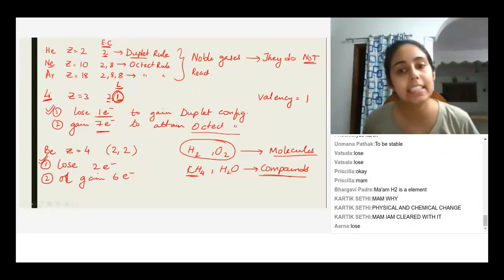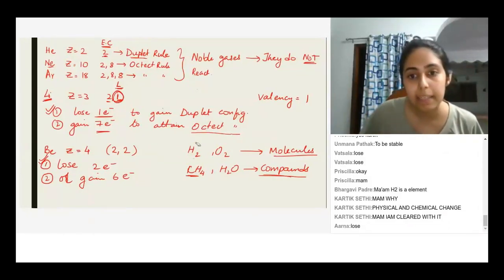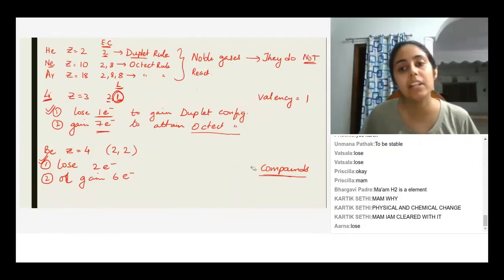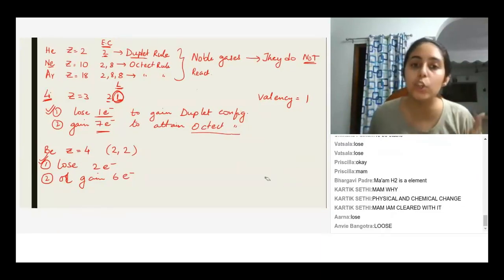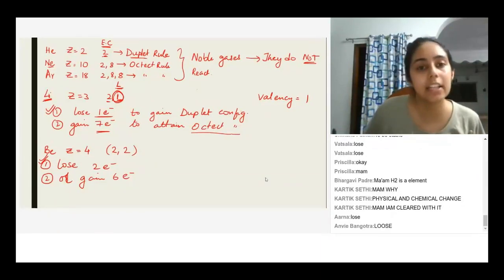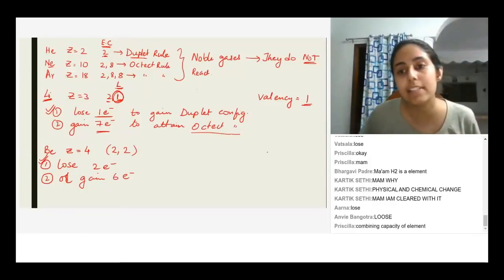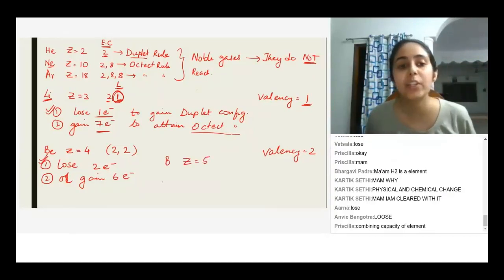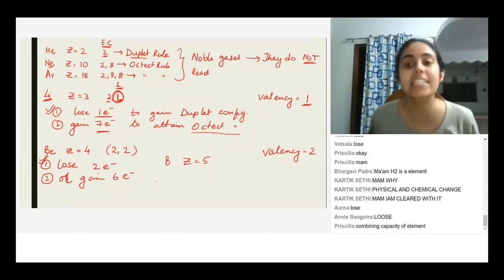Now let us see what is the meaning of valency. Valency is basically the number of electrons I need to either lose or gain in order to achieve that stable configuration. For example, in lithium, I need to lose 1 electron, so valency is 1. In beryllium, I need to lose 2 electrons, so valency is 2. Now, similarly, can you tell me the valency of boron? Boron has an atomic number of 5.